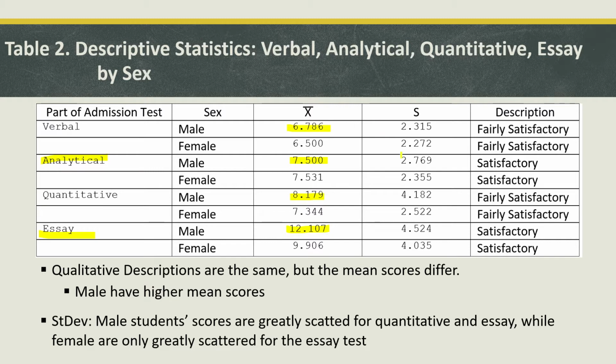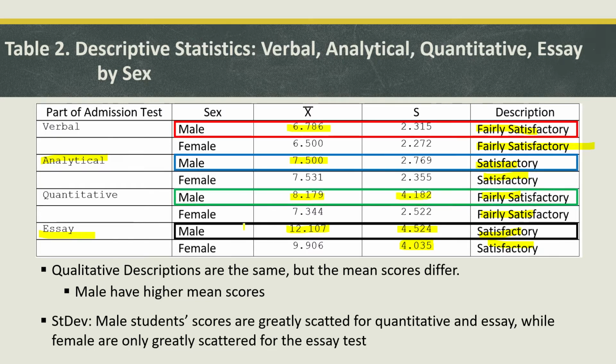However, if you look at the standard deviation for the quantitative and essay parts, male scores are more scattered, which means that some male students got very low scores while other students got very high scores. Although that is also the same for the female during the essay test; some females got high scores and some got low scores. But looking at the description, they are just the same: fairly satisfactory, satisfactory, fairly satisfactory, and satisfactory. So these are the male.